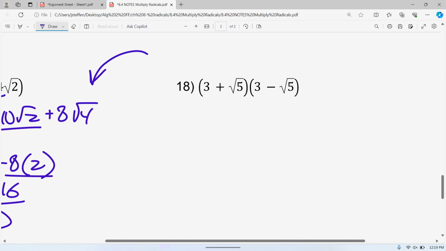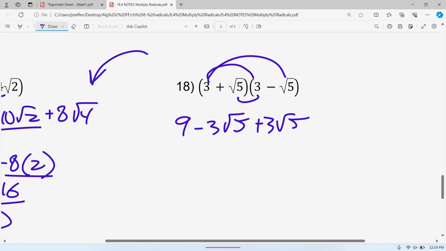And the last one I'll do, number 18. Same thing, where we are multiplying. 3 times 3, 3 times 5, so that's 9, minus, because it's negative root 5, 3 root 5. 5 times 3 is positive 3 root 5, and square root of 5 times negative 5 is negative square root of 25.